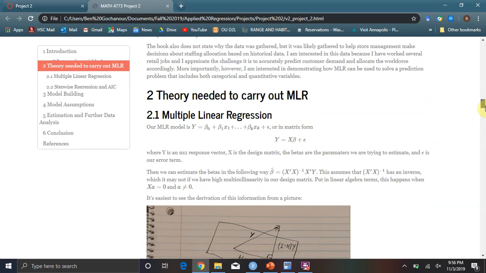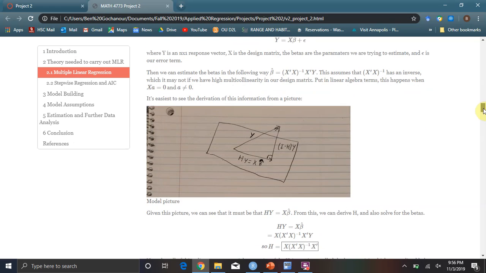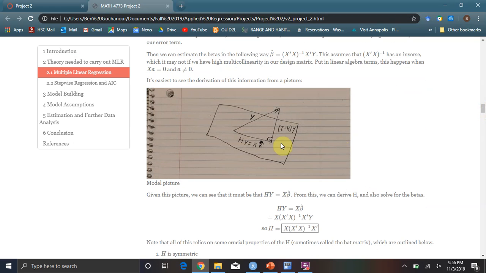So then I briefly go into the theory of MLR. Here is the linear equation form, and here is the matrix form. I also discuss how we can estimate the betas, and how this assumes that X transpose X has an inverse, which will not be the case if we have high multicollinearity in our design matrix. I also provide this visual that's used to help us picture what's going on in MLR and what is going on with the betas, the identity matrix, the hat matrix or H matrix, and the Y matrix.